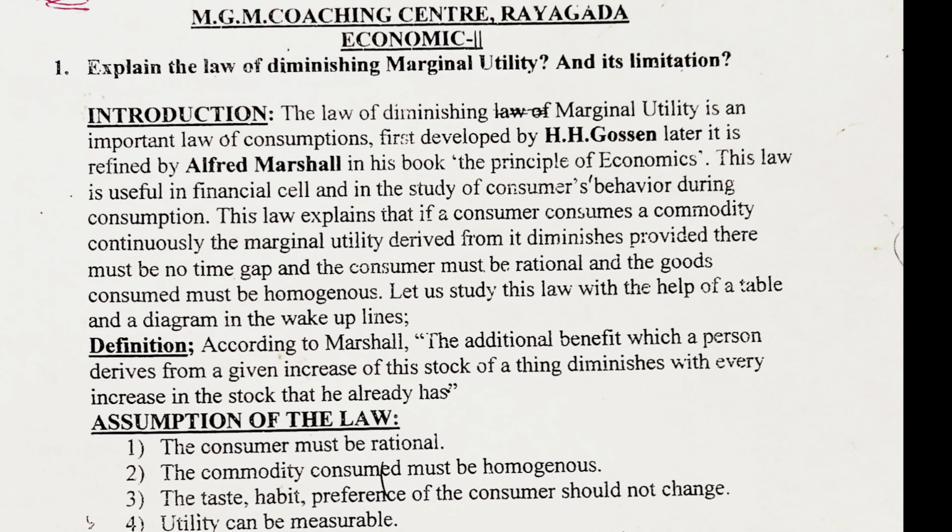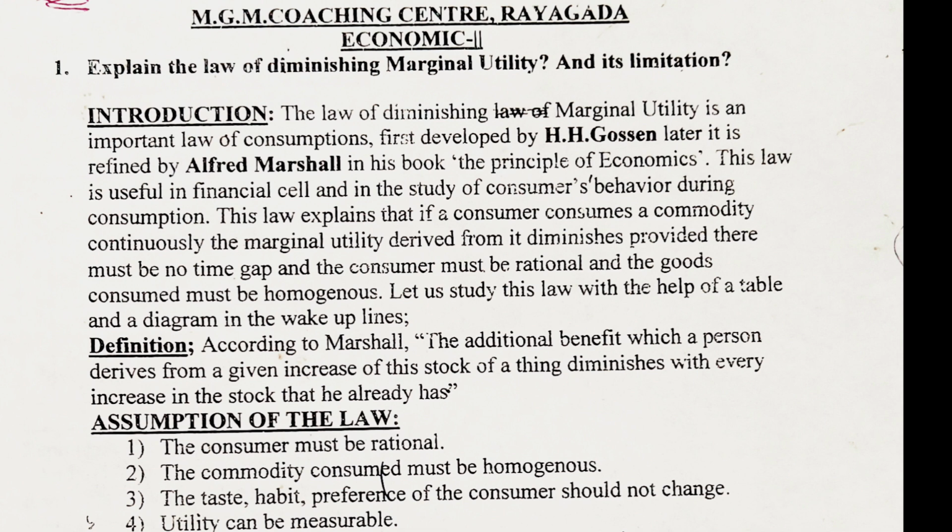You see, this is all about the law of diminishing marginal utility and its exceptions. So here, how Alfred Marshall has developed this and what does the law describe? It describes that the additional benefit which a person derives from a given increase of stock of things diminishes with every increase in the stock that he already has.